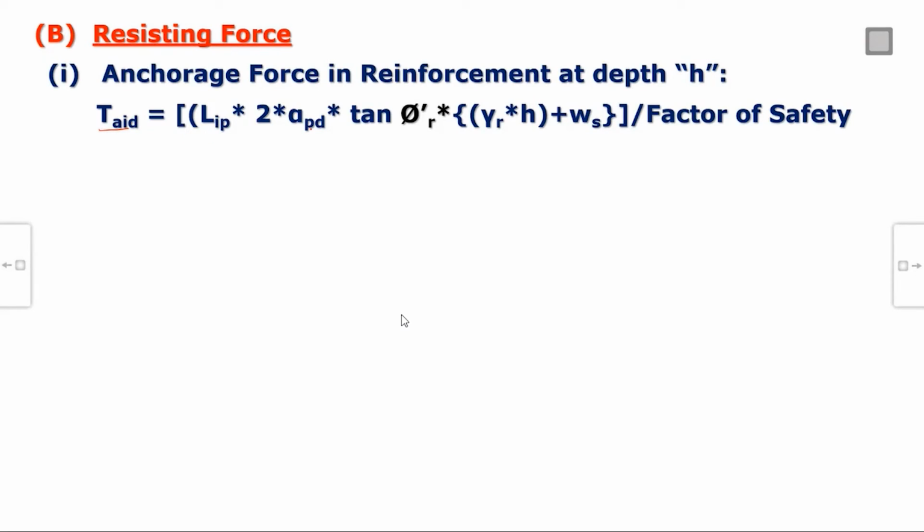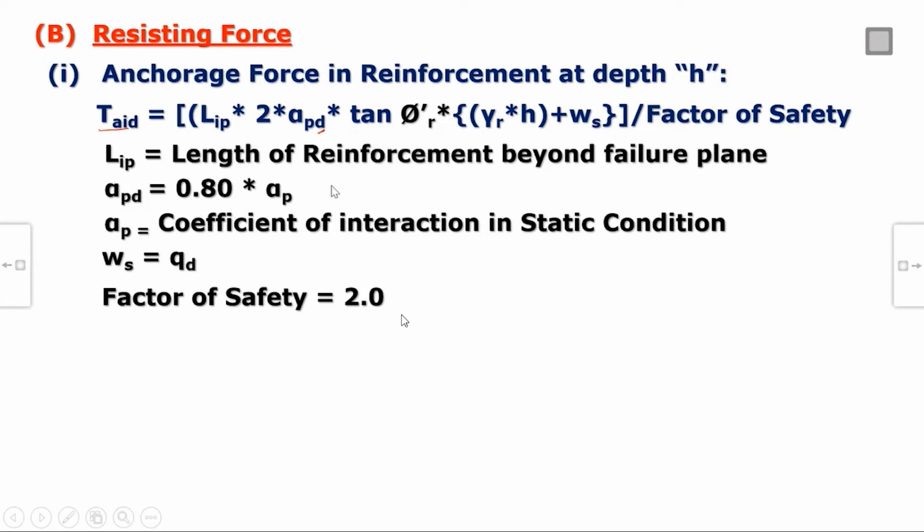So here the only difference is the alpha P has become alpha PP. That's all. So the interaction factor is 0.8 times that in static condition. You have to reduce it, and the factor of safety will be the same too.